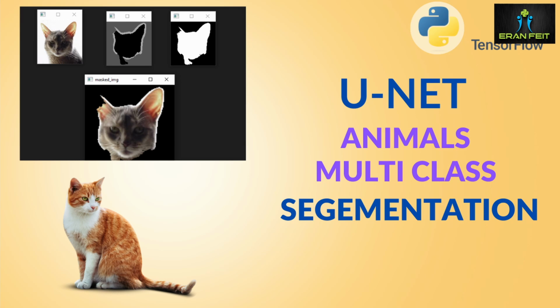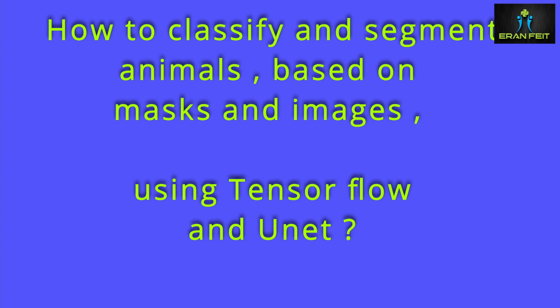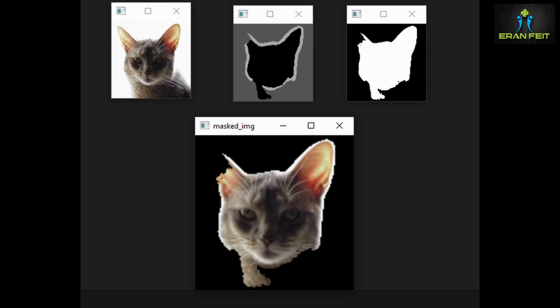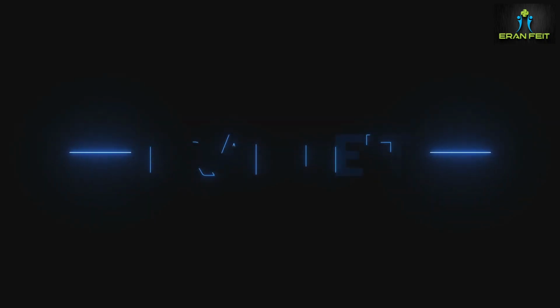In today's tutorial we are going to learn how to segment animals using the U-Net architecture. We will use TensorFlow and Keras as well. So we will take a huge dataset of animals and their masks, and we will learn how to use the U-Net architecture to extract the object out of the image, and then using a new fresh image we can detect and mask and basically extract out the object out of a new and fresh image.